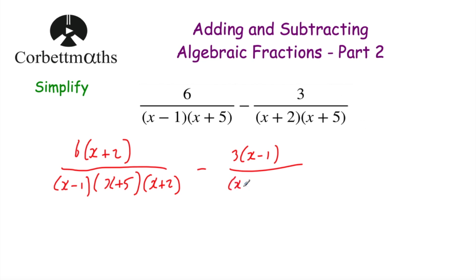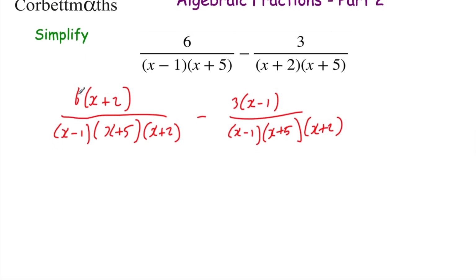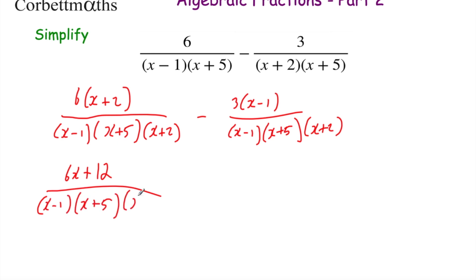So we're going to write x minus 1 times x plus 5 times x plus 2. So that's fantastic. We've now got our 2 fractions with the same denominators. So let's expand the brackets on the numerators. In terms of the first bracket, we've got 6 times x, that's 6x, and then plus 6 times 2 would be 12. So that's expanding the first bracket there. Then over, and that's still over x minus 1, x plus 5, x plus 2.